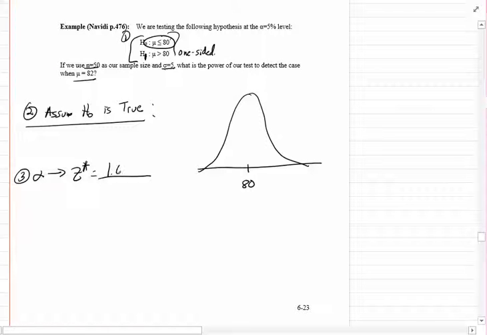Over the weekend, a good thing would be just to memorize this Z thing. It's the way to impress your friends.